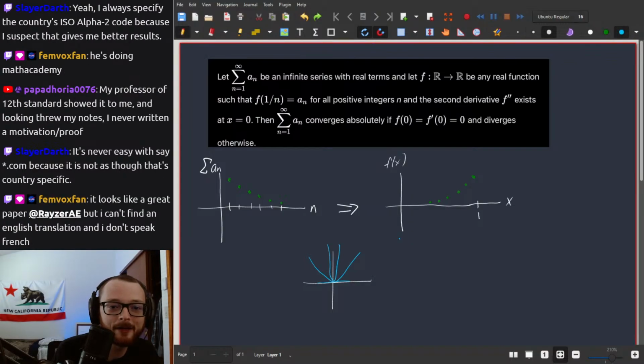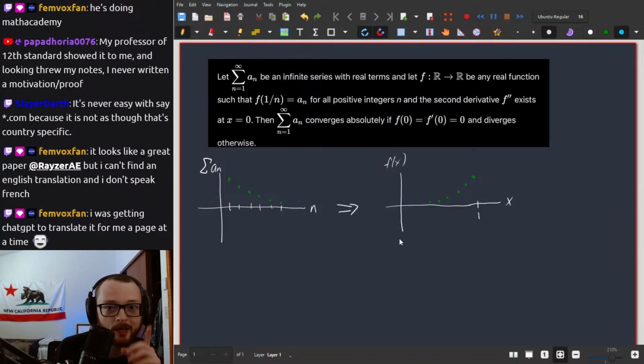Yeah, it's kind of funny. I haven't seen a requirement like this that I can think of for other theorems, but I can see maybe why it's there. But I think your instinct is right, Papadoria, that it has to do with being able to bound f around 0.